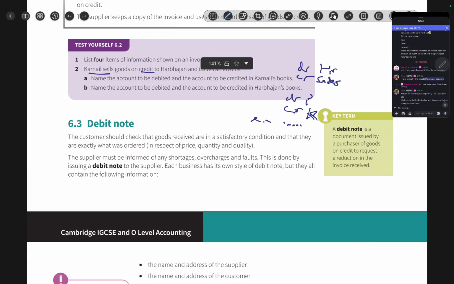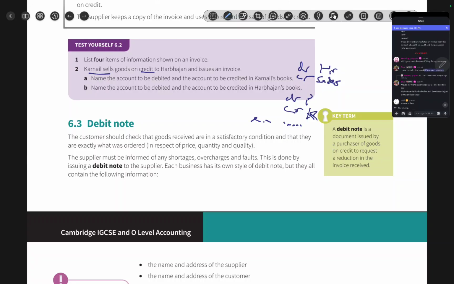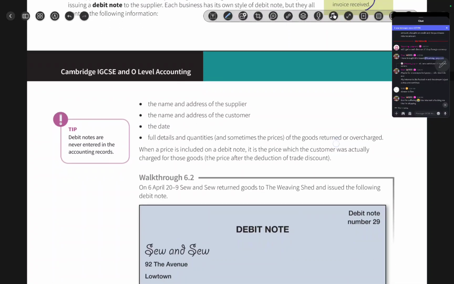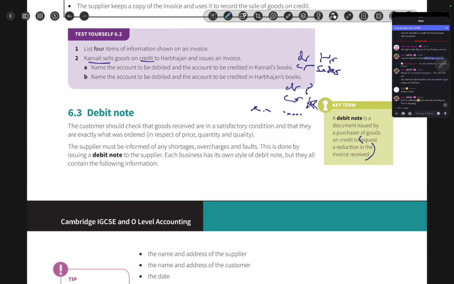Anyway, a debit note is issued by a purchaser of goods, meaning the customer issues it on credit. So I purchase goods on credit and now I want to request a reduction in the invoice received. Now, what does request a reduction mean? I should explain it. There are different types.